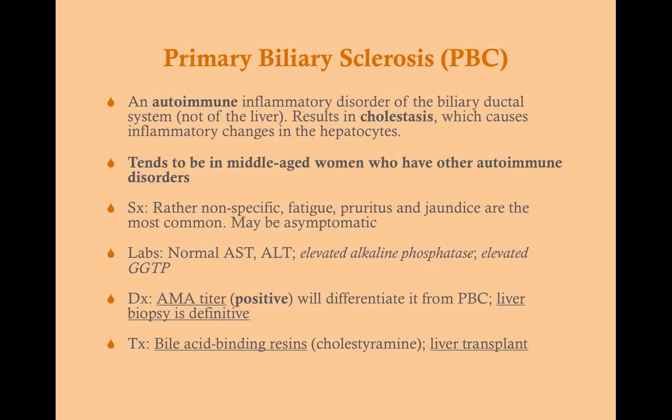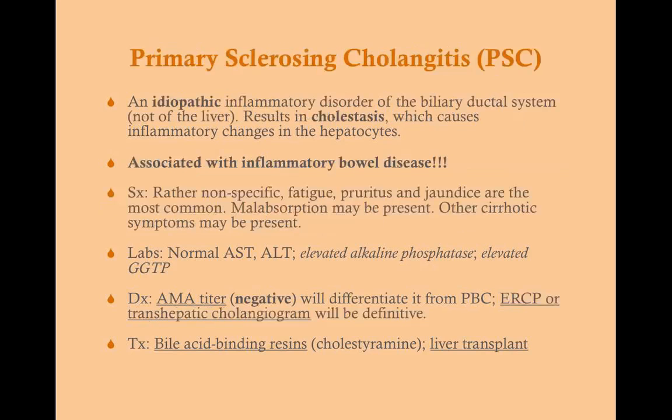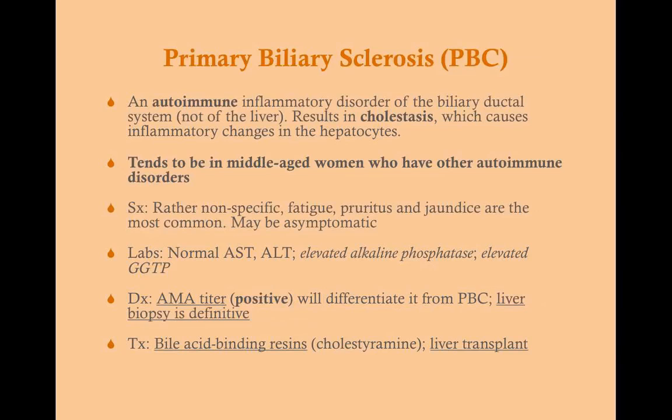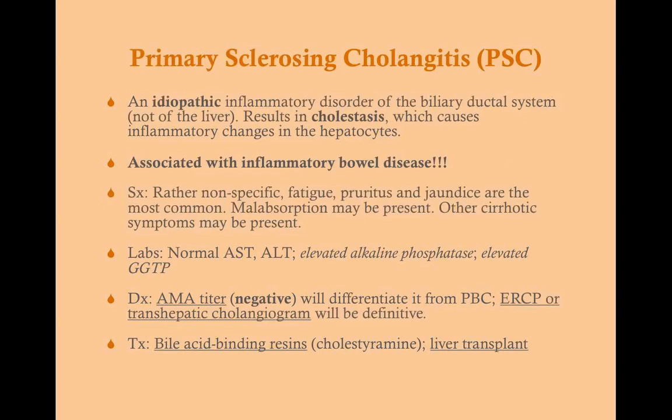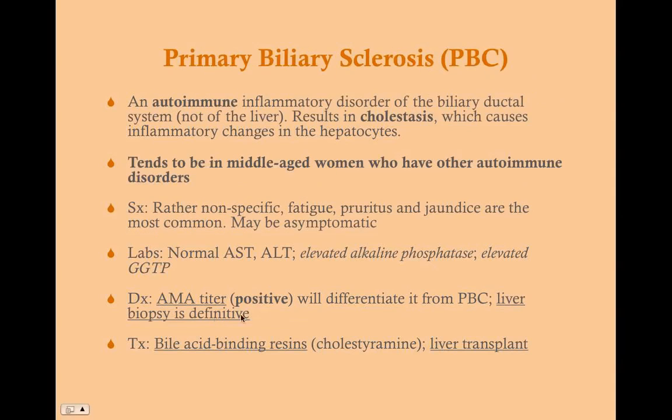So the way you're going to tell PSC and PBC apart is the patient that it happens in. One happens in a patient usually with inflammatory bowel disease. The other tends to happen in middle-aged women with other autoimmune disorders. But the major way we're going to tell this apart is with an AMA titer. But the definitive diagnosis for PSC is with ERCP or transhepatic cholangiogram, and for PBC it's with liver biopsy.